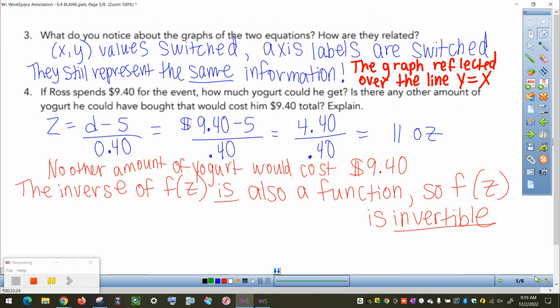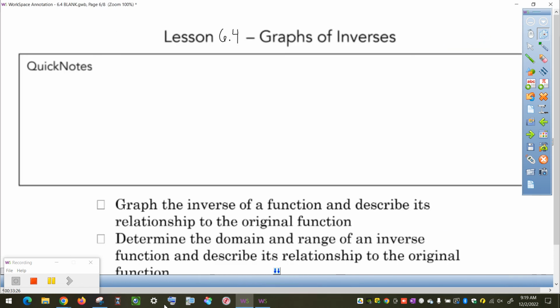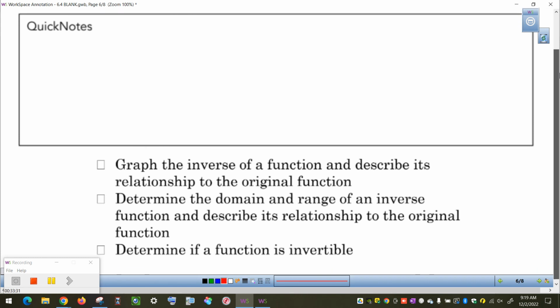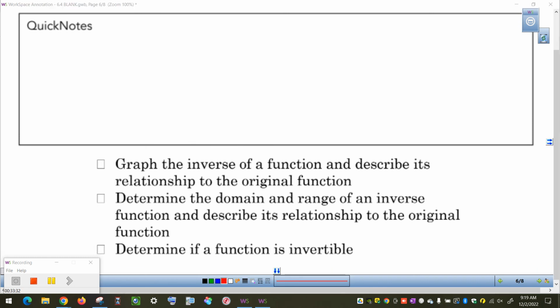All right, so let's turn over to the other side here. We're going to finish up with our quick notes. This is where we're going to put in some more detailed information, kind of summarizing. We talked about a lot of different things today, looking at the graphs of inverses. The first and second learning targets were all about the graph and also what's happening with the domain and range. So I'm going to start here on the left-hand side, and let's just call this graph of inverses.